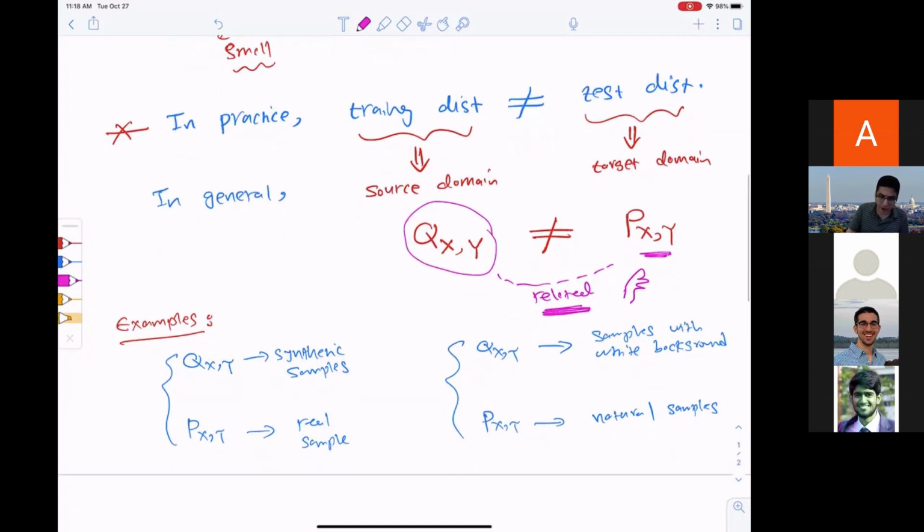Just as a notation, we refer to QXY and PXY as the underlying probability functions. But in practice, we observe samples from them. So when I observe M samples from these distributions, I'm going to refer to them as QXY with a script M on top of them. So this will be the empirical distribution that I'm observing from these underlying population distributions.